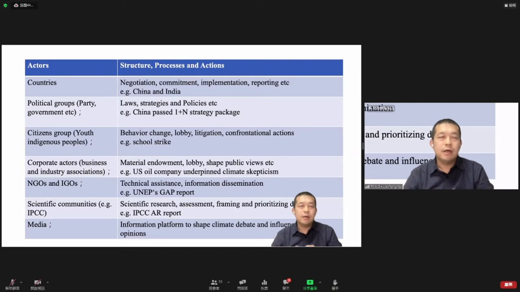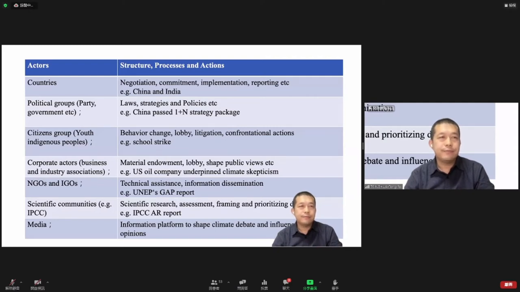For example, we presented the UNEP's gap report, which is a report by UNEP as an IGO. And also the scientific community is very important because climate change is basically a science-based governance, which is built upon concrete scientific knowledge. So the scientific research assessment will frame and prioritize the discussion. For example, the IPCC assessment report, you have known this report in previous lectures many times, and it has a huge implication on the governance.